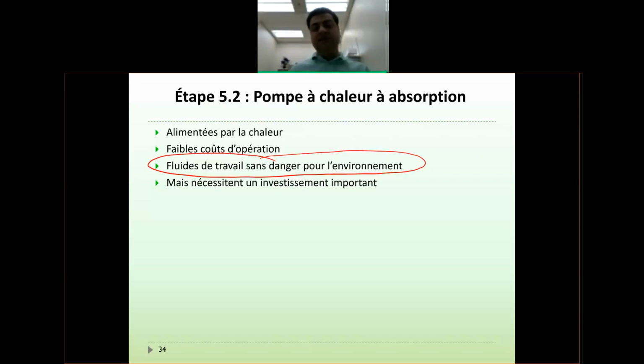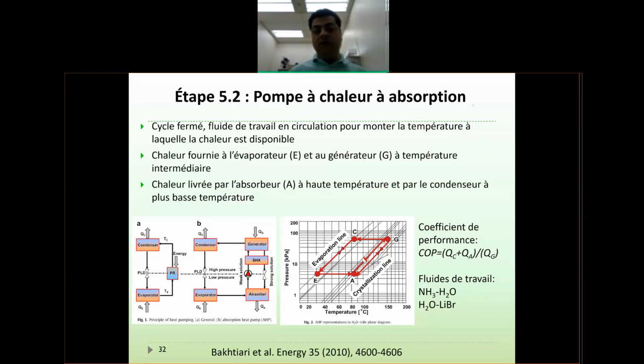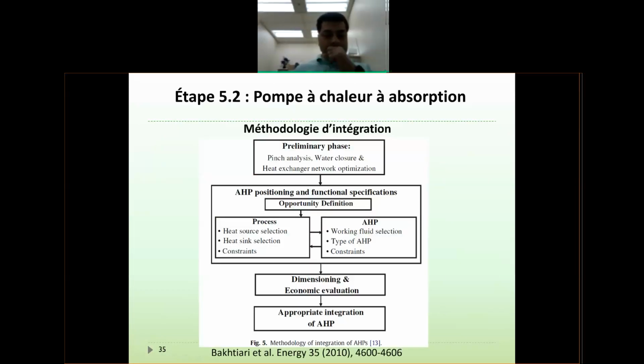You know that's the issue with the working fluid in the fridge. But fridges are small devices compared to a large factory. So if you want to design a biorefinery with a very energy efficient system, you have to be careful. You cannot use toxic things. It has to be environmentally acceptable. That's very important. That's why so far, for example, people consider ammonia and water, or water and lithium bromide. So this is a kind of procedure for how you can integrate an absorption heat pump into a process.